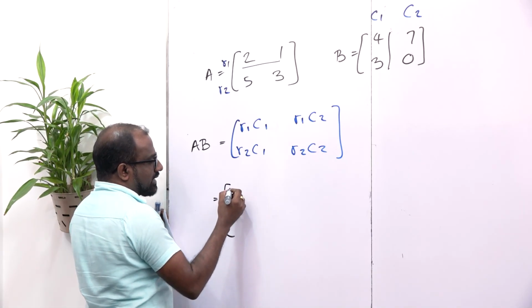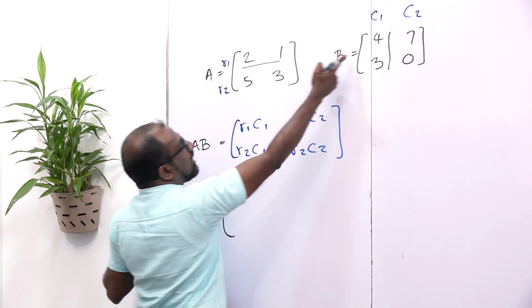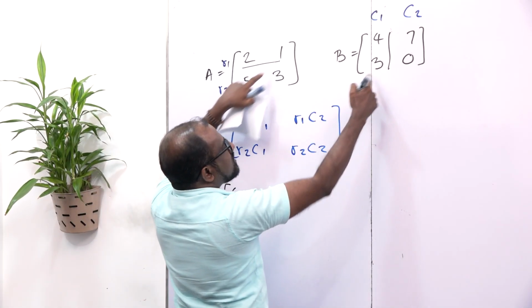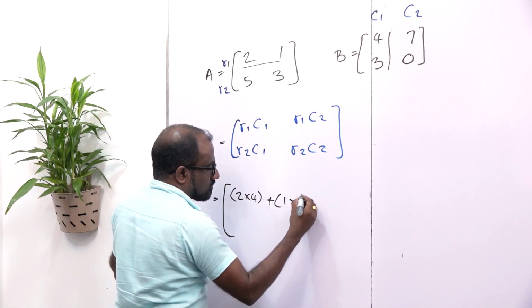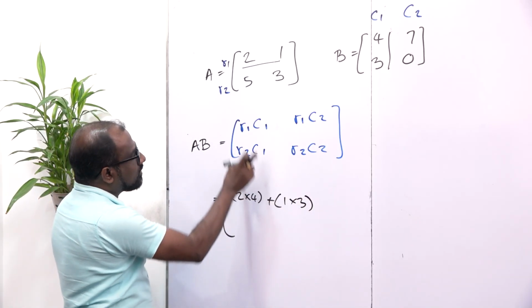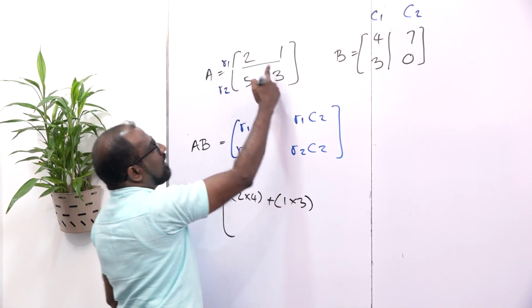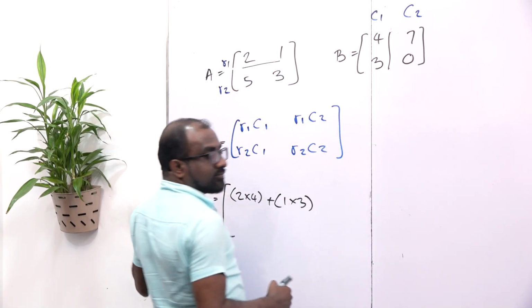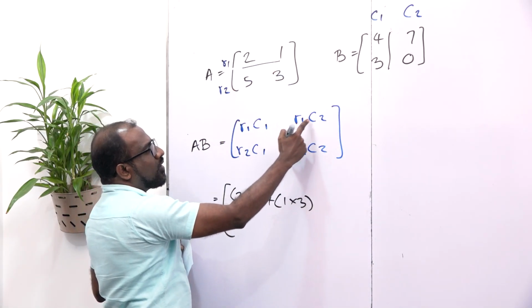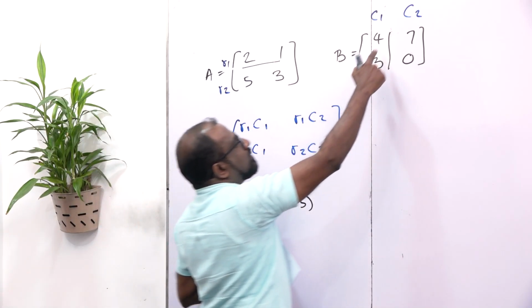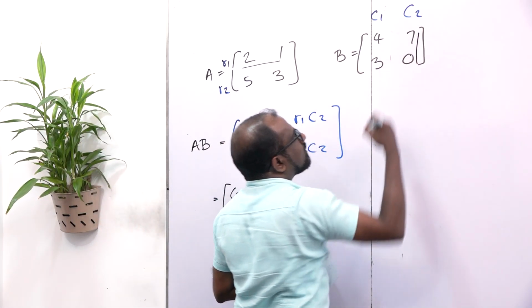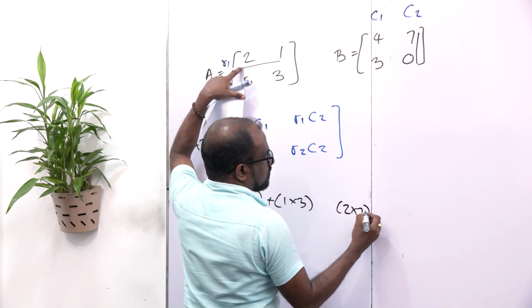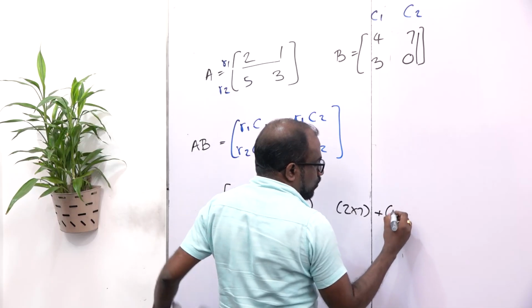So, put a bracket: 2 times 4 plus 1 times 3. So this is the row 1, column 1 term: row 1 multiplied by column 1, 2 times 4 we have to add plus 1 times 3. Then the second term, row 1, column 2: again row 1 should be multiplied by the second column, so 2 times 7 plus 1 times 0.